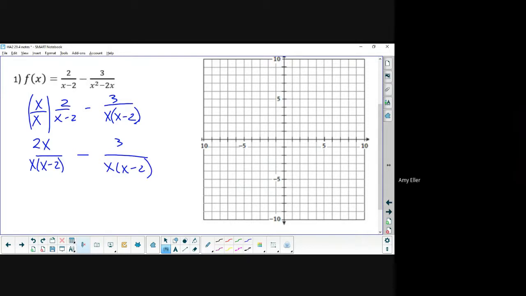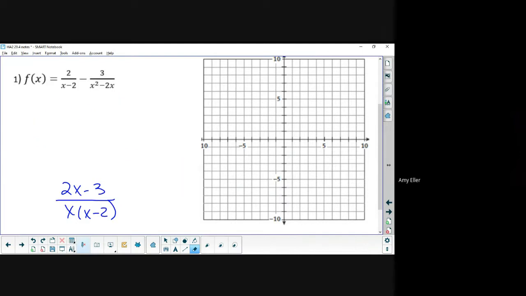What do I do once they have a common denominator? I keep the denominator the same, right? I do whatever it says on the top. So in this case, it says subtraction, and I keep the denominator. So here is my function.